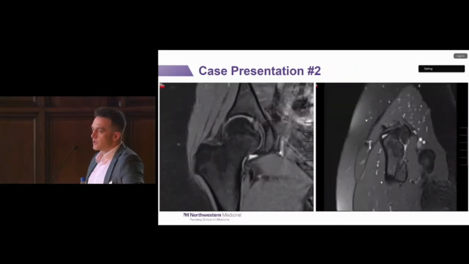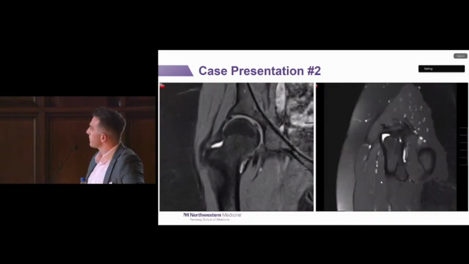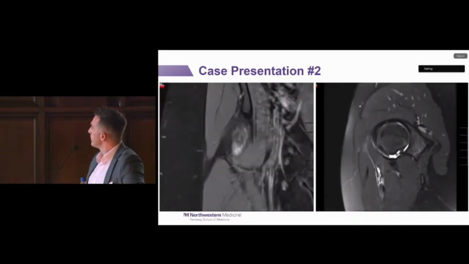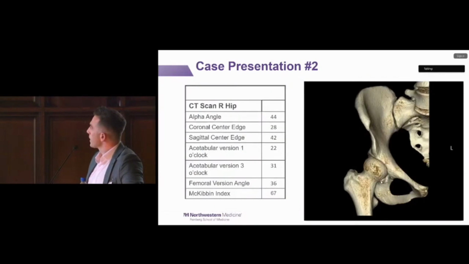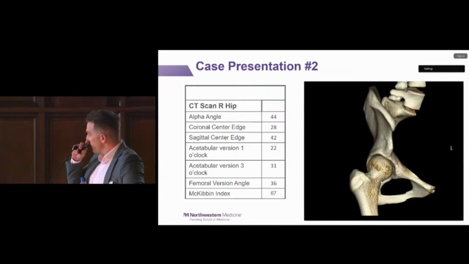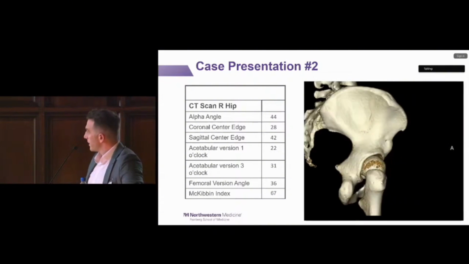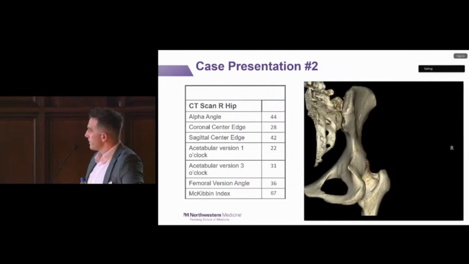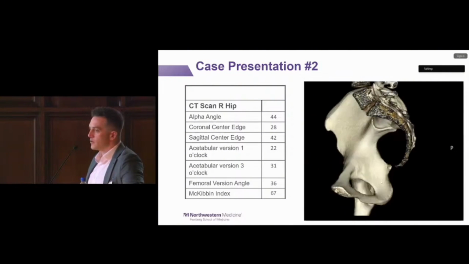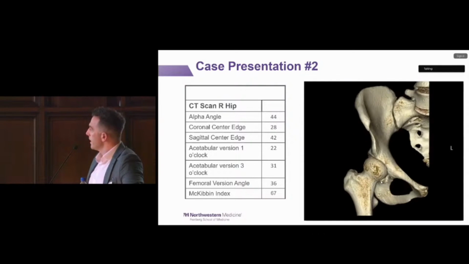On MRI, the cartilage looked good. She did have an anterior superior labral tear. This is her CT scan. No obvious offset deformity, and a coronal center edge angle of 28. I find the CT tends to overestimate this a little bit compared to what we get with our standard x-rays.